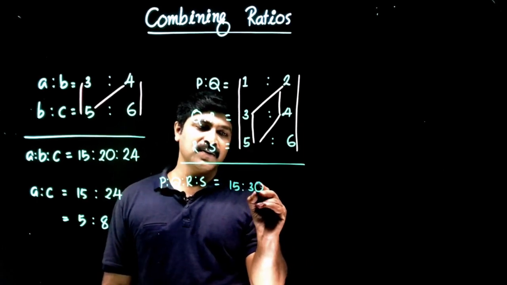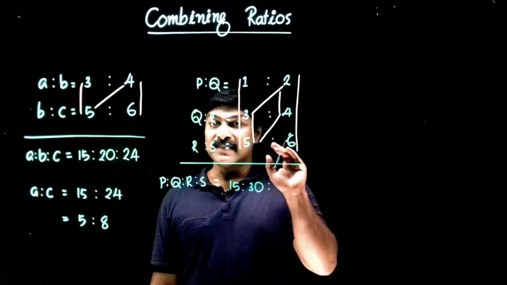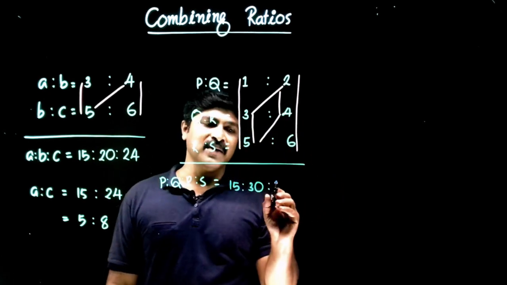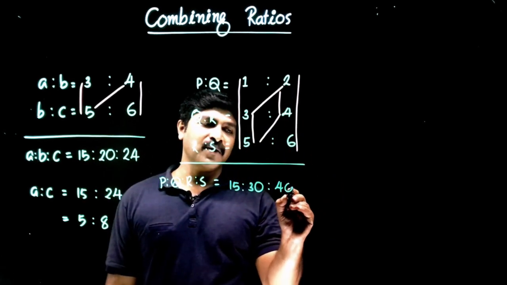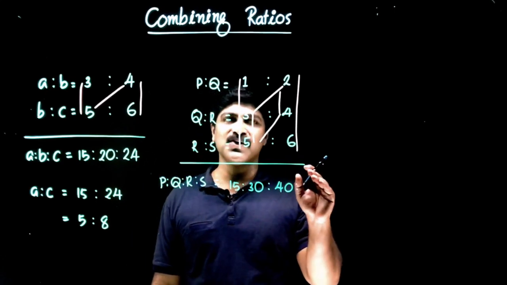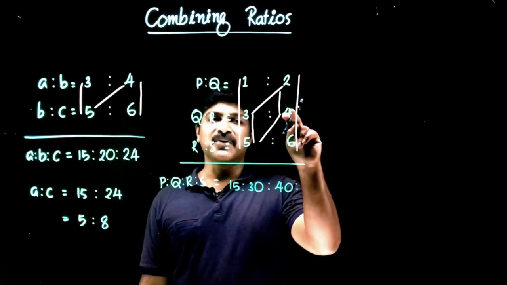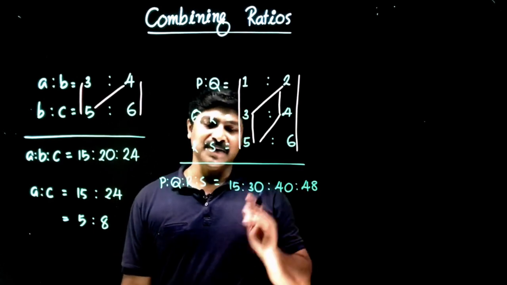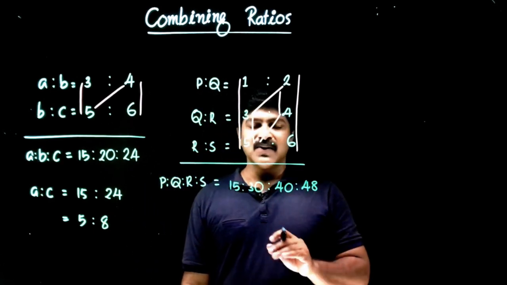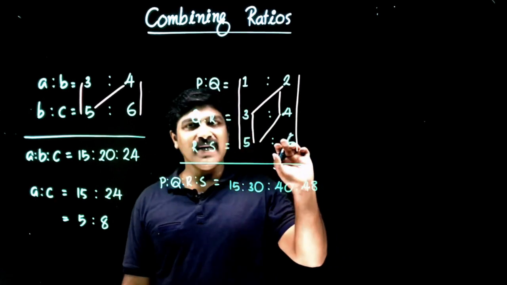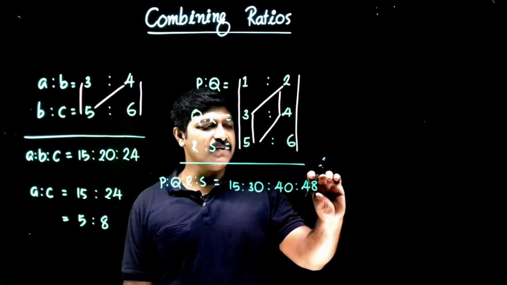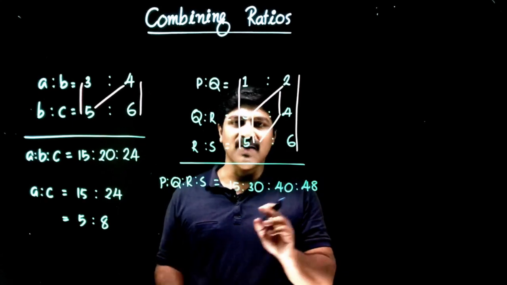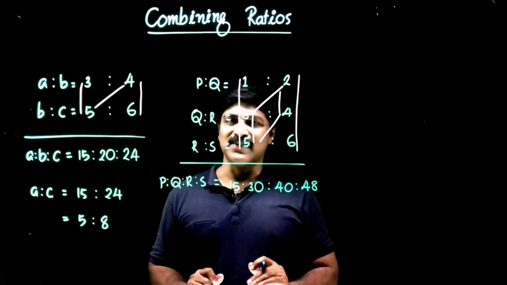That's equal to 30. And the third value, 2 into 4 into 5. So that's equal to 40. And the last value, 2 into 4 into 6, that is 48. Got it clearly? So then observe whether there is any common factor for all these values. No, there is not any common factor for all these values. Therefore, this itself is the answer.